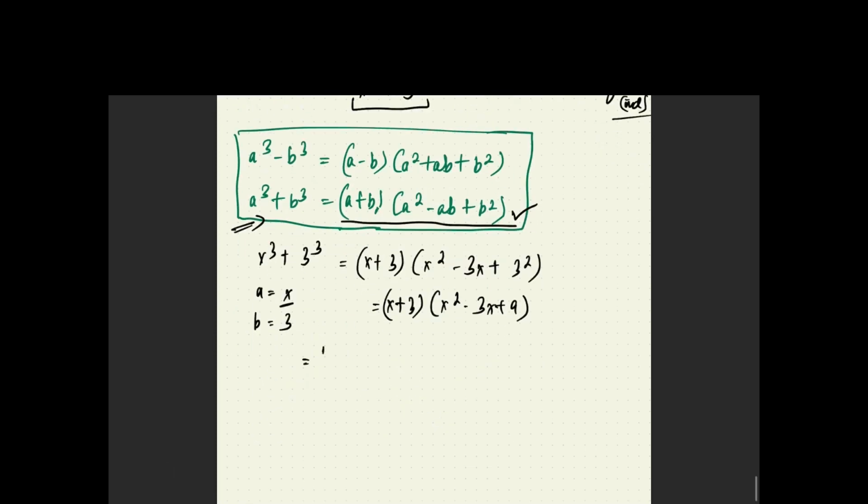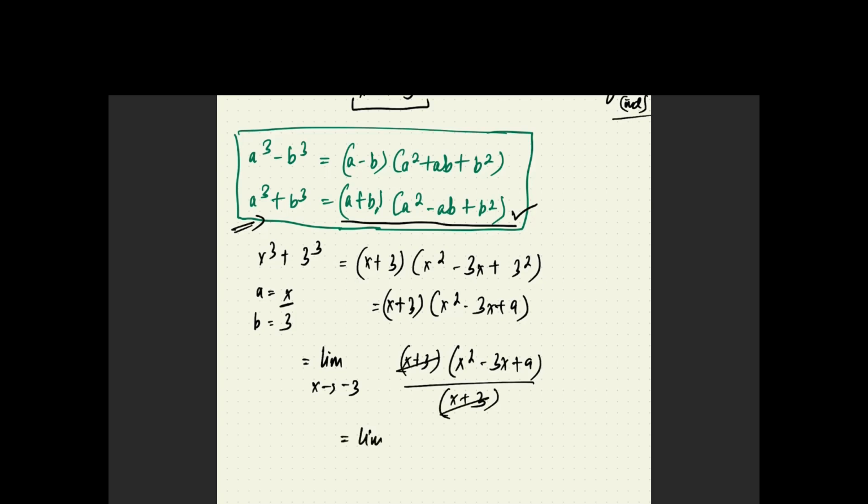So now let's rewrite the original function. The original function can be rewritten as the limit as x approaches minus 3 of x plus 3 multiplied by x squared minus 3x plus 9 divided by x plus 3. So this and this will cancel out, and now we're left with the limit as x approaches minus 3 of x squared minus 3x plus 9. And if we plug in now, this is minus 3 squared, and minus 3 times minus 3 is plus 9, so that basically gives us 27. So therefore we can say that the limit is equal to 27.